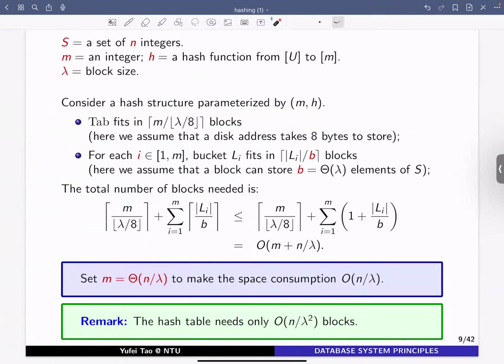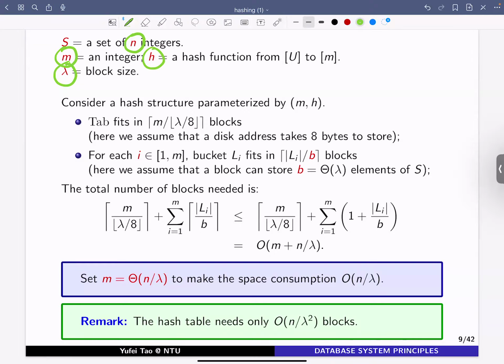Well, this is an important slide because this slide tells us how to calculate the amount of space that you need in order to store the entire hash structure. So here we will need a few notations. So once again, this n is the number of integers in the set S. Number of buckets, we already know that, and this is the hash function. So as usual, this lambda refers to the block size.